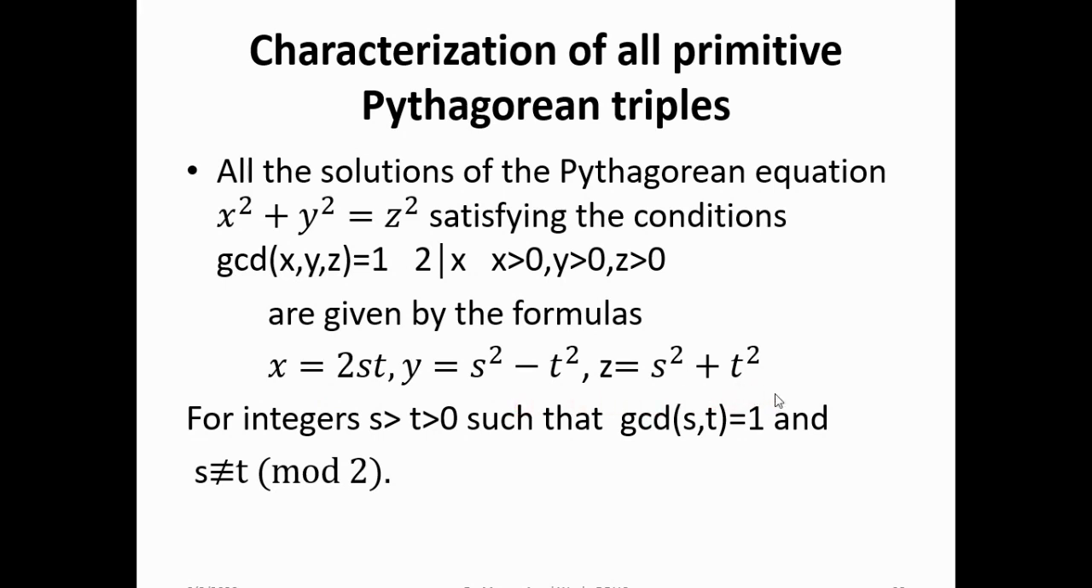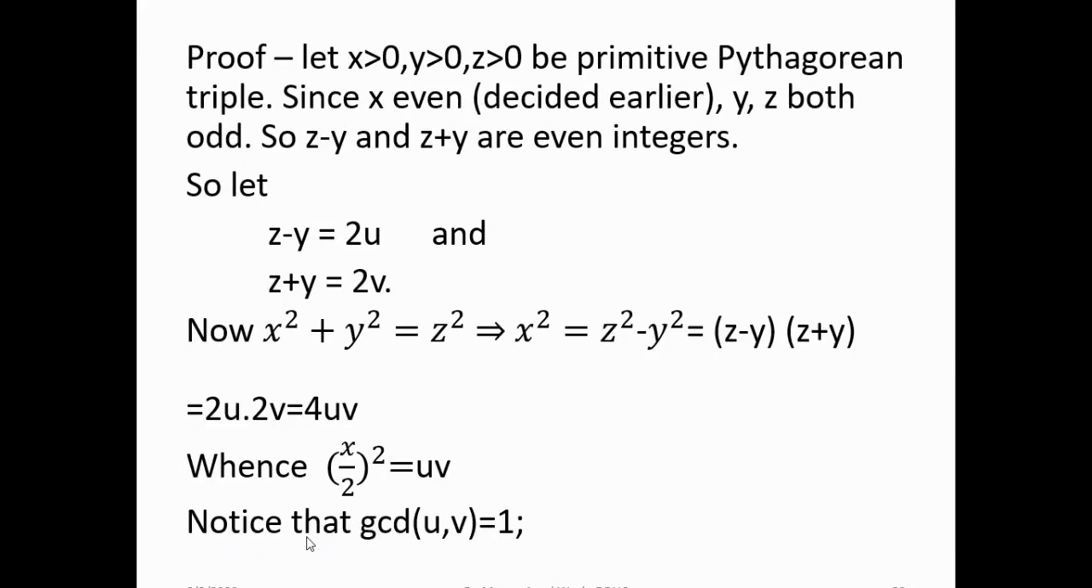square. You can notice here that this is different from what Pythagoras gave. So this gives all the solutions. This is the characterization for the primitive Pythagorean triples. So for integers s and t both greater than 0, such that GCD of s and t is 1, and s is not congruent to t modulo 2. So let's see the proof.